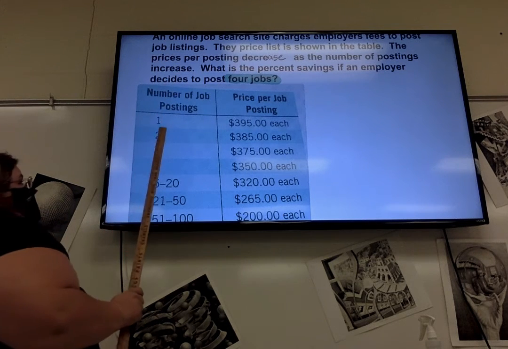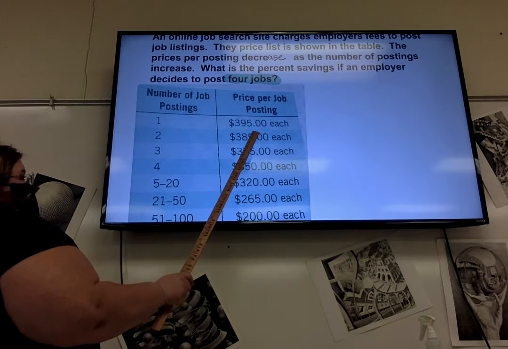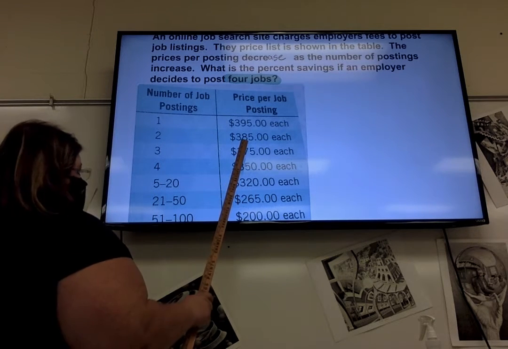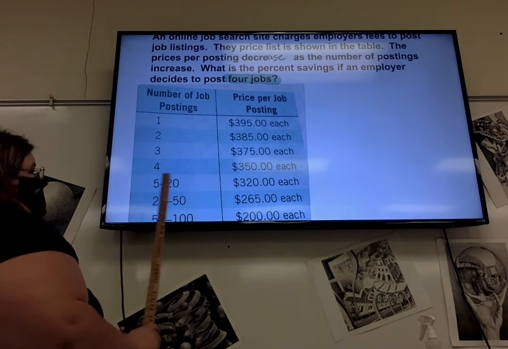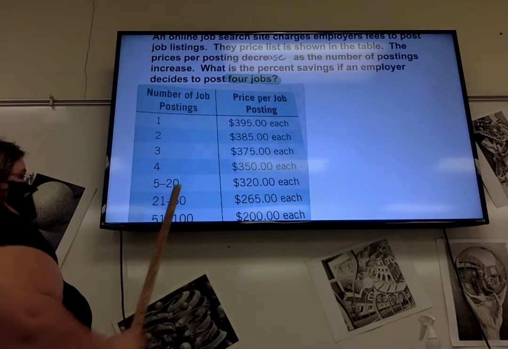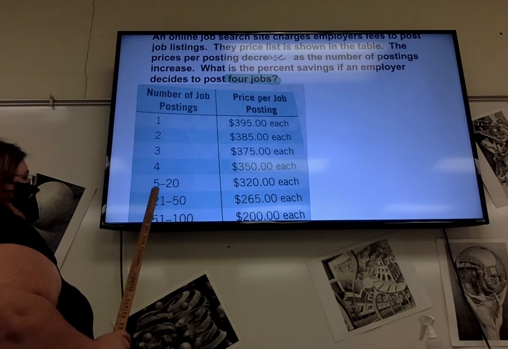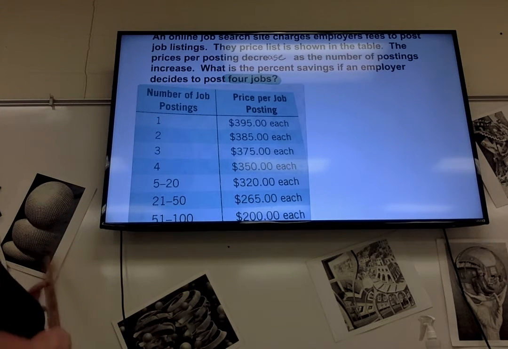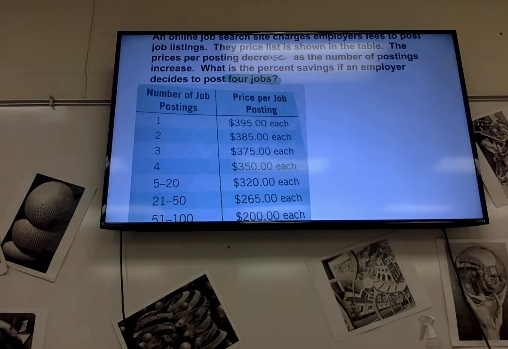So like if you're just posting 1 job, it's $395 each. If you're posting for 2, it's $385 each, and so on. Notice how this price is going down. And then instead of counting by just 1 each time, if it's somewhere between 5 and 20, including 5 and 20, then it's $320 each, and so on. So we want the percent savings. I'm going to write this down in a formula, like this book did. I want to make sure I get the formula the same way they do.